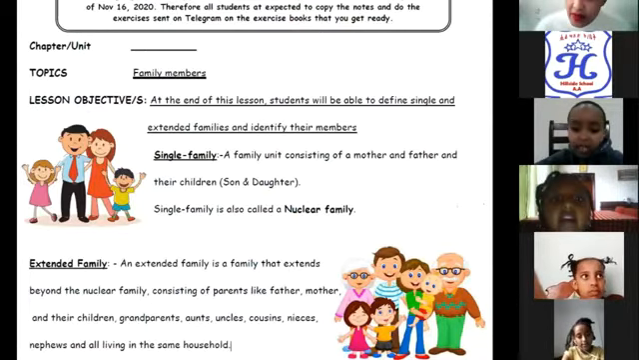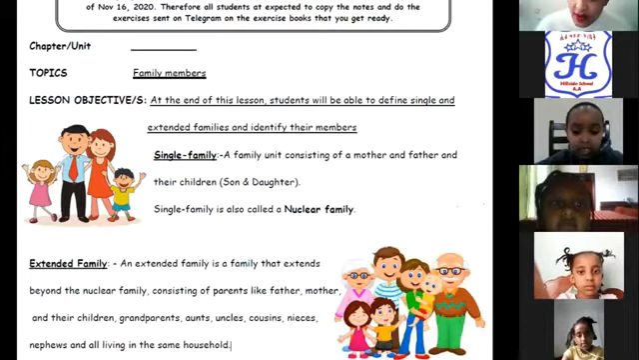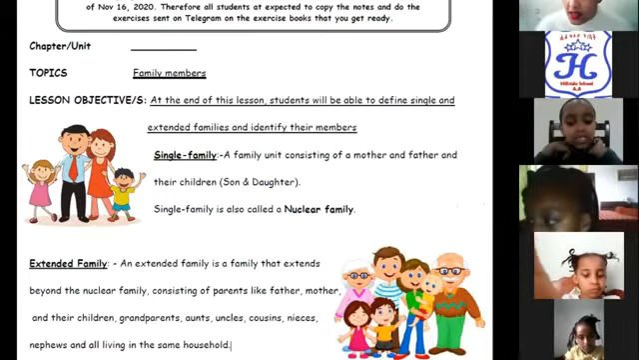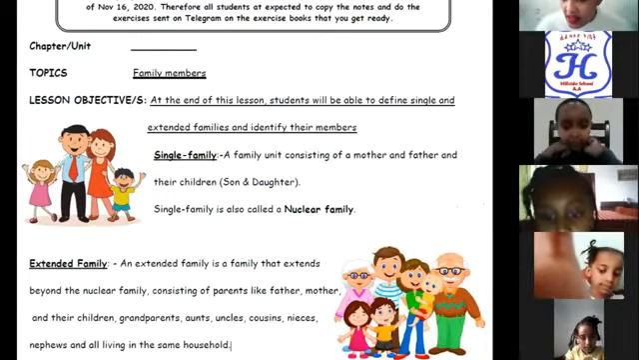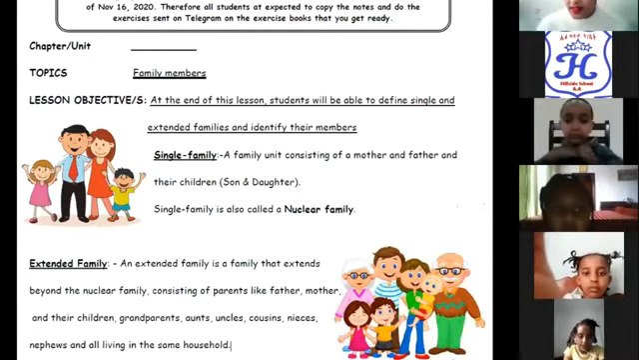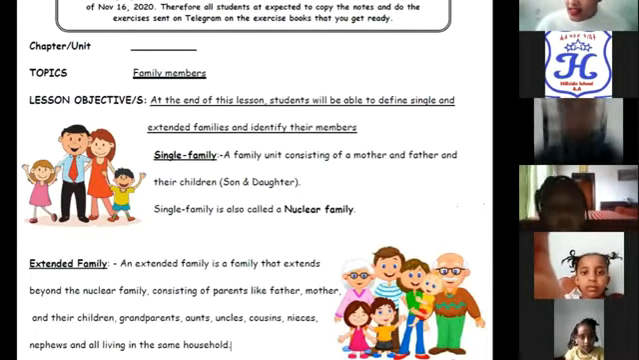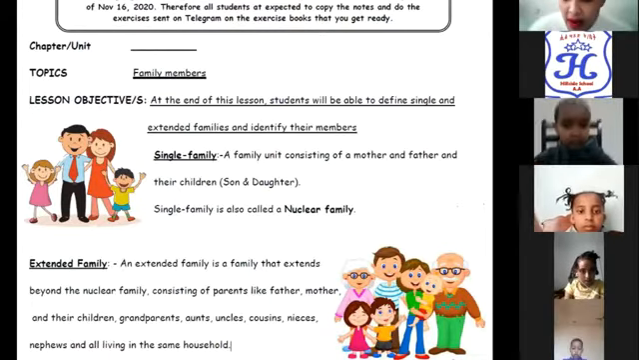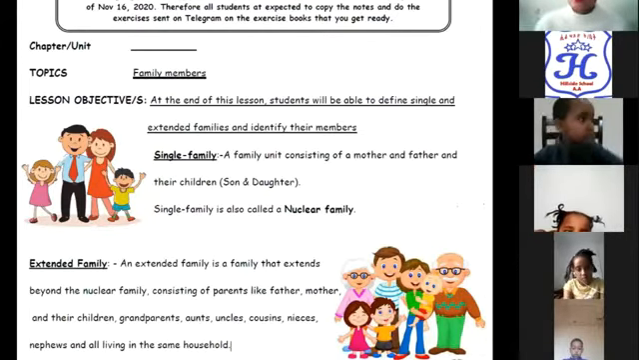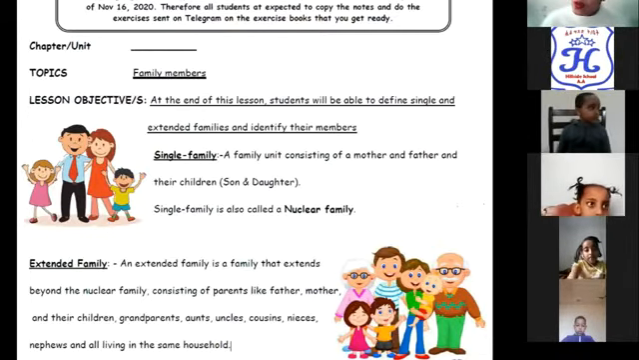Please read more about extended family members, okay? An extended family is a family that extends beyond the nuclear family, consisting of parents like father and mother and their children, and grandparents, aunts, uncles, cousins, nieces, and nephews, all living in the same household. Look at the picture carefully. This is an extended family. There are grandparents, father, mother, and children, and also cousin, niece, and nephew. So extended family members we call complex family or joint family, and single family members we call nuclear family.